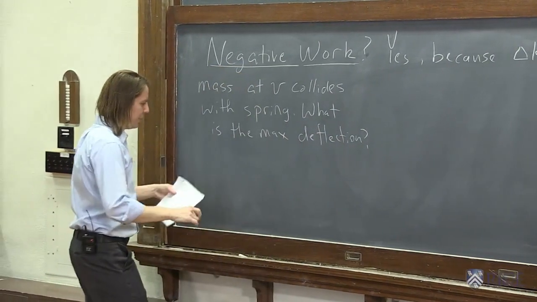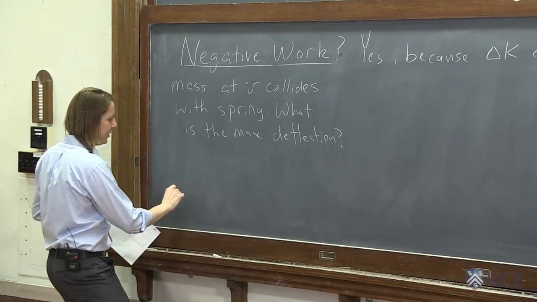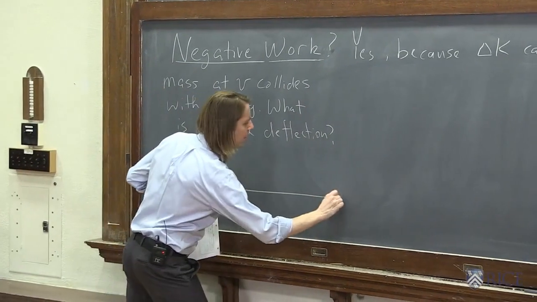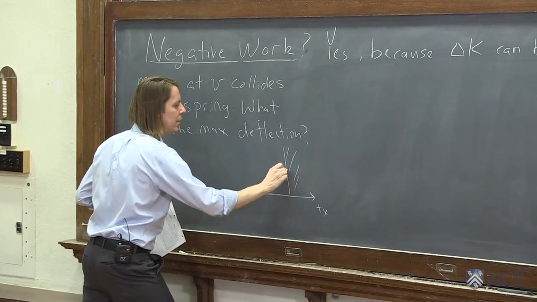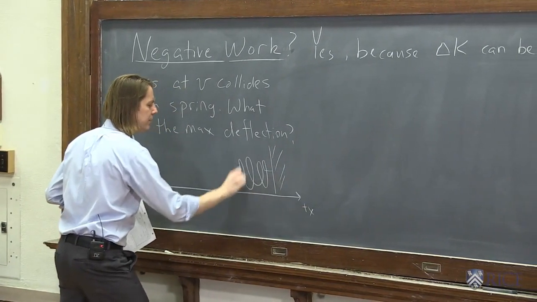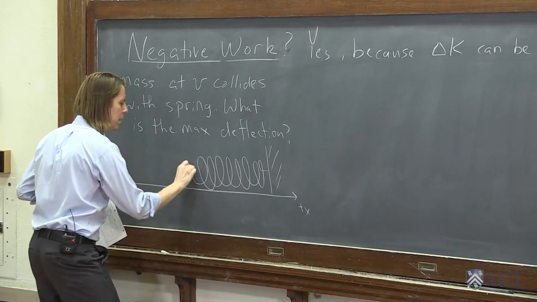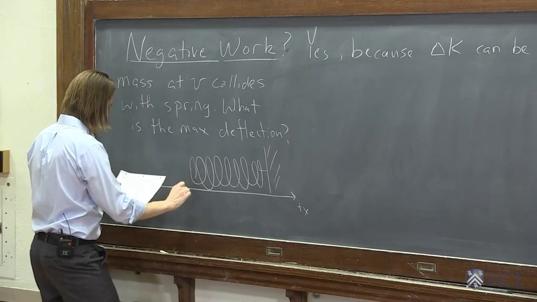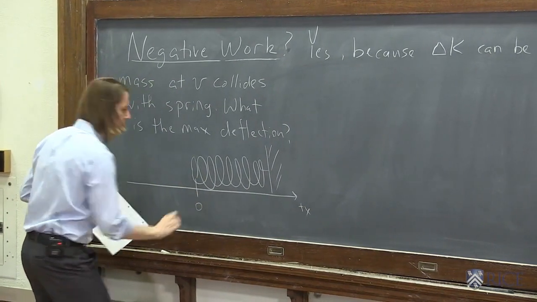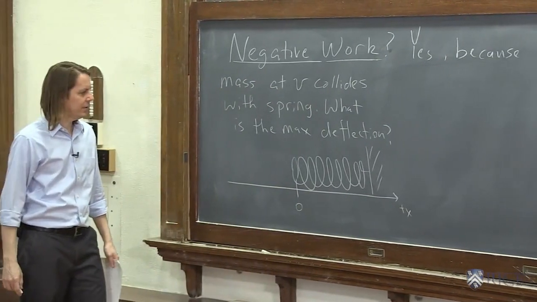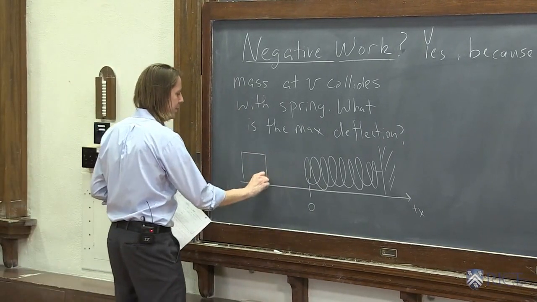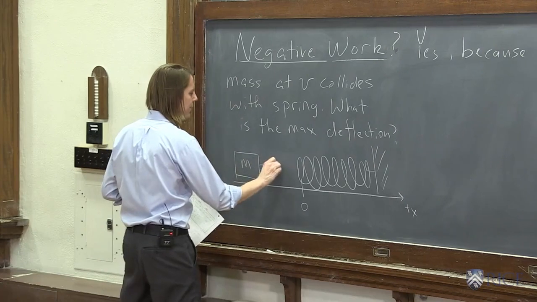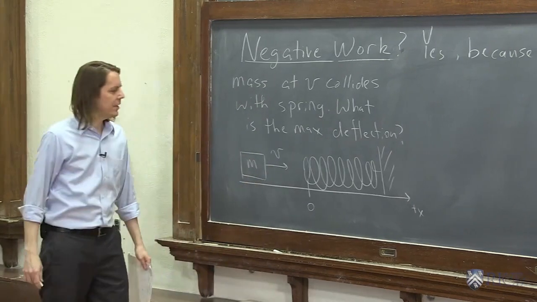Okay, so we can draw that real quick. Let's see. So we're going to think about it this way. We'll have an x-axis like that. Here's a wall that the spring is attached to. And here is its natural resting position at 0 of the x-axis. The mass is going to come flying in like this at velocity v.